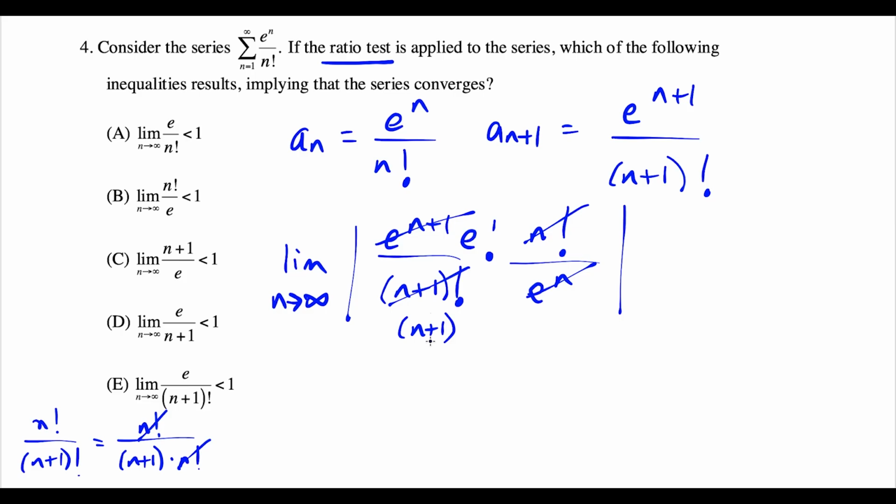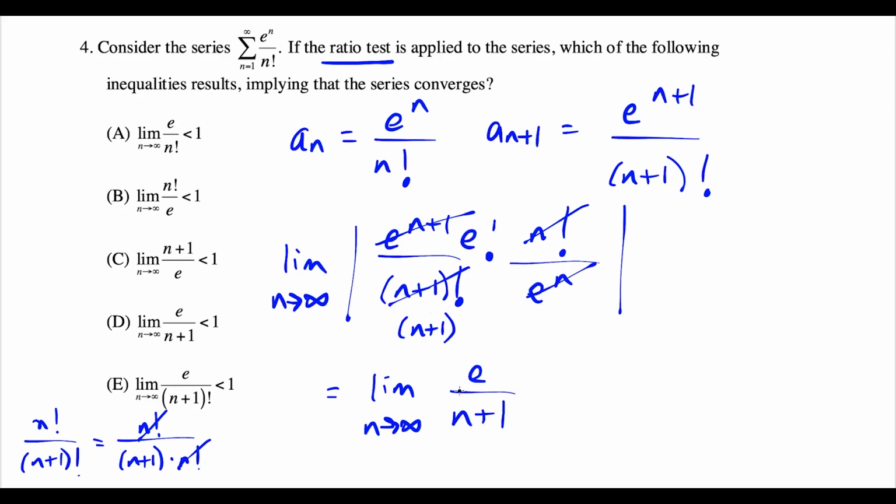So now what we have here is this is equal to the limit as n goes to infinity, and we could get rid of the absolute value because e is positive, and n plus 1 is going to be positive as n goes to infinity. So this we could just call e over n plus 1.